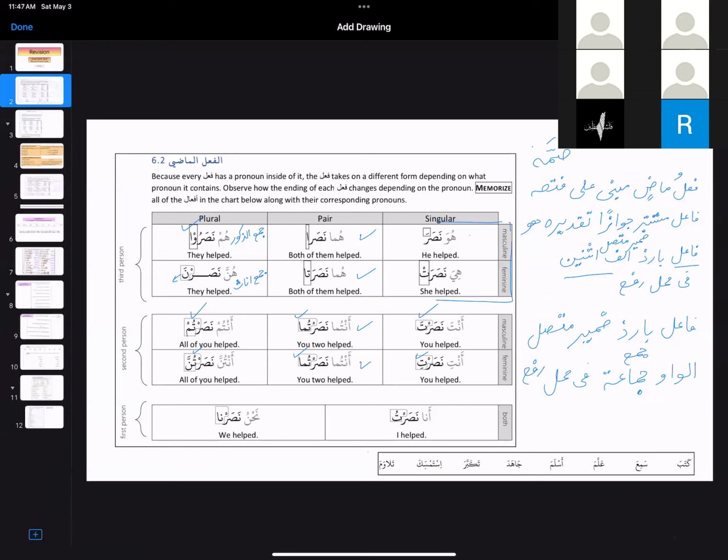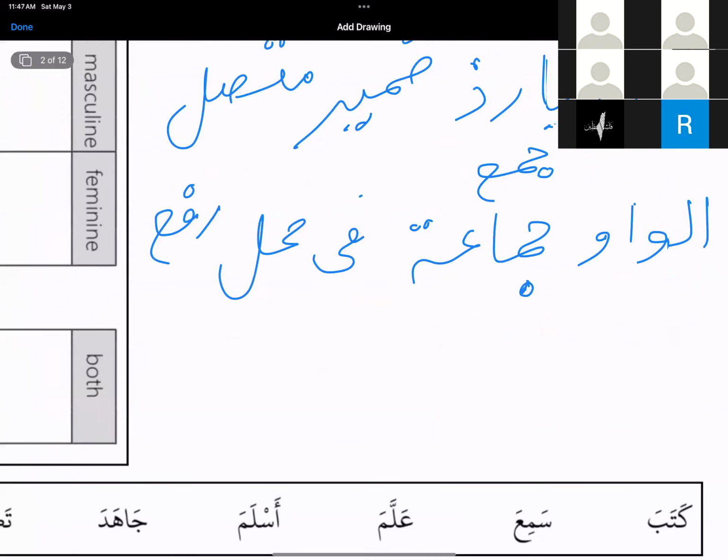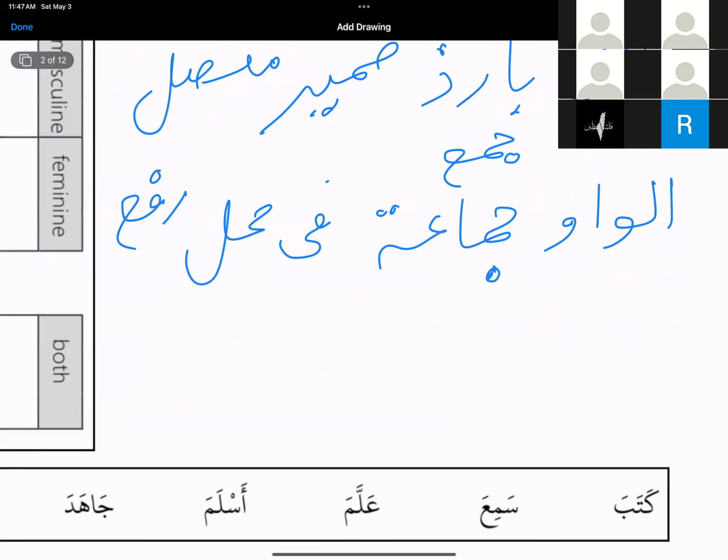If I give you the word kataba, now you tell me kataba for the huwa version, how are you going to describe that? Fi'l madin mabni ala fatha. Fa'il, one person, damir mustatir jawazan, taqdiruhu huwa. Wow. Okay, if I give you katabu, now describe that.